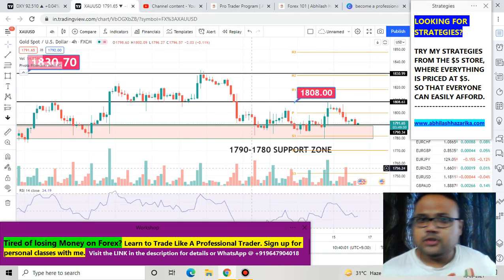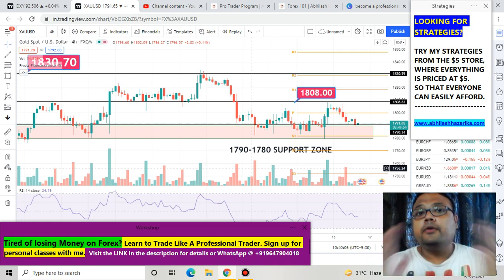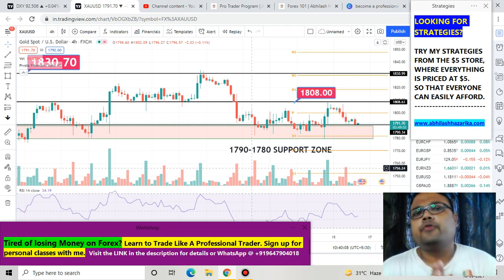Hopefully you've understood what the strategy should be and what you need to do. So be careful and use proper stop loss and proper risk management. Do not risk more than 2 to 3% of your trading capital.